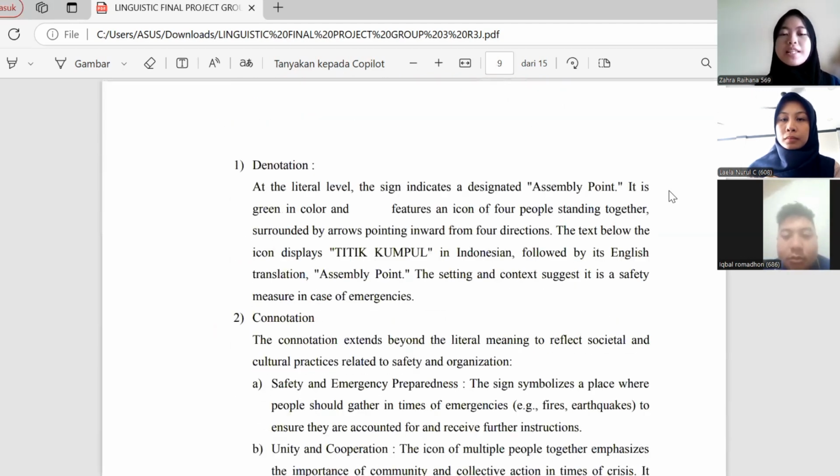B. Semiotics. First, denotation. At the literal level, the sign indicates a designated assembly point. It is green in color and features an icon of four people standing together. The text below the icon displays "Titik Kumpul" in Indonesian, followed by its English translation, "Assembly point". The setting and context suggest it is a safety measure in case of emergency.